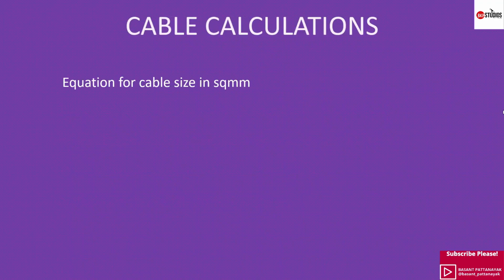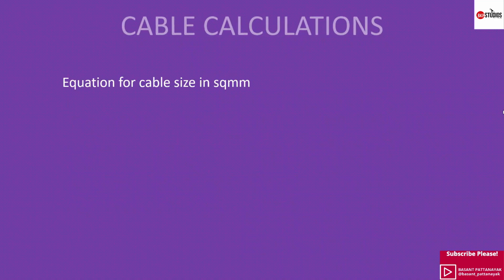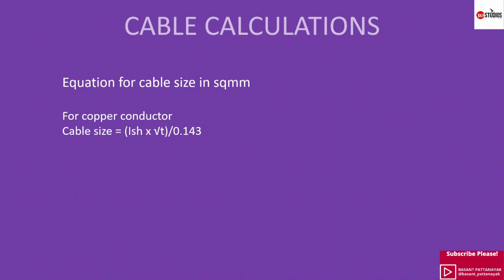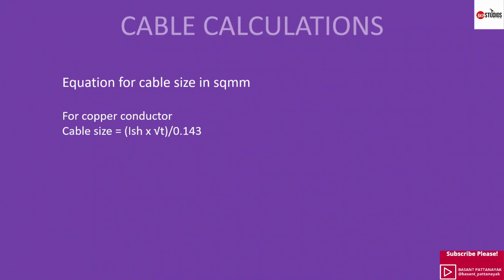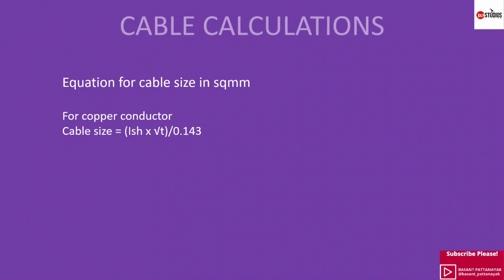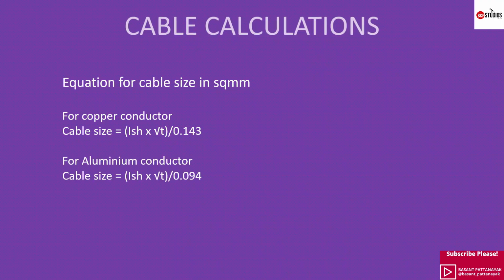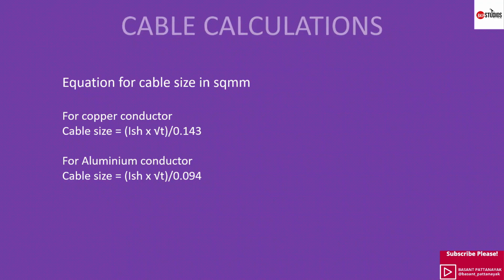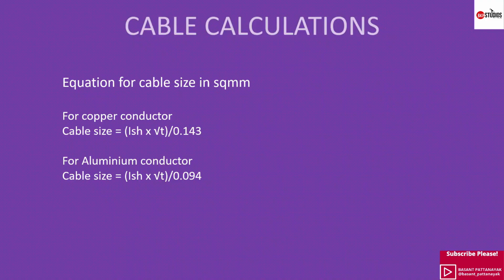Let's go into details. The first step is to find the minimum cable size based on the short circuit levels. The equation for HT cable size: for the copper cable, the equation is cable size equals ISH into root T divided by 0.143. For the aluminum cable, the equation is cable size equals ISH into root T divided by 0.094.